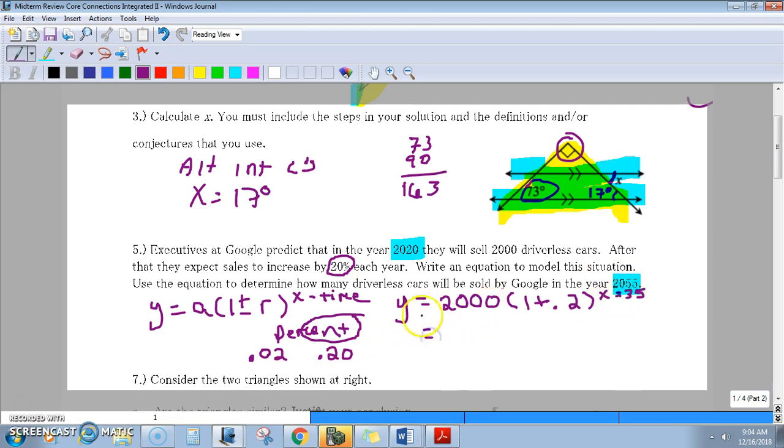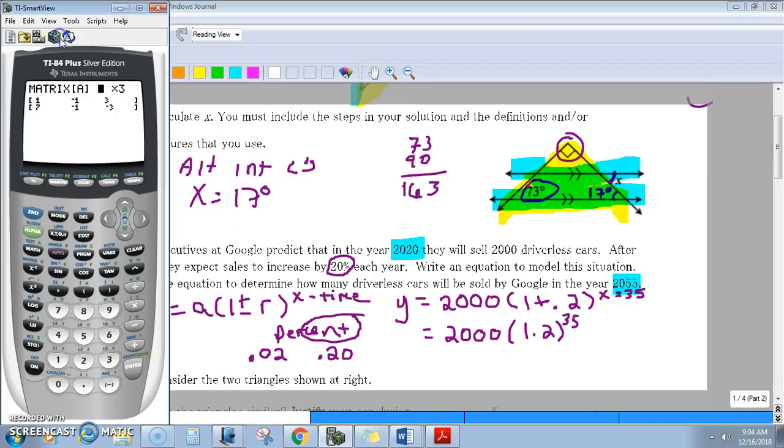Now we can just use our calculator to find the answer. On the main page of a calculator, you don't get to put in variables. So we will just put in 2000, and then we can just do 1.2 because 1 plus 0.2 is 1.2. And this is going to be 35. So what does that look like?